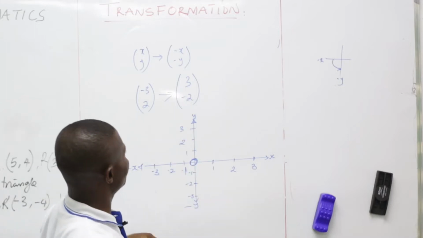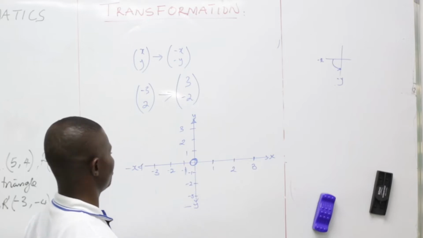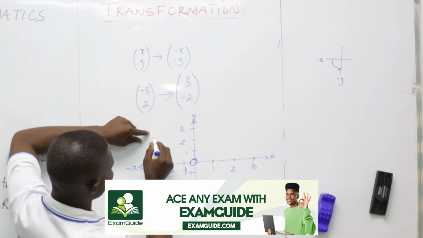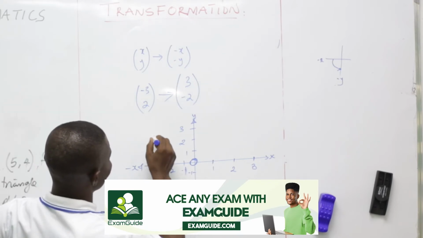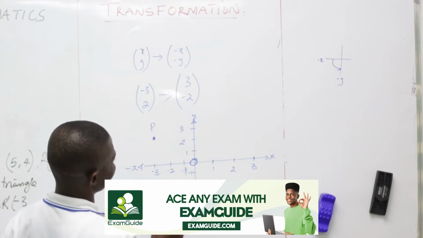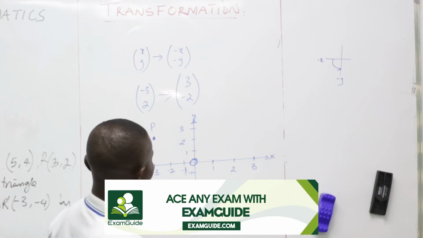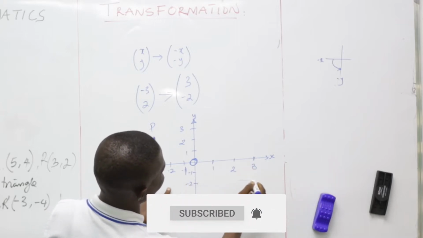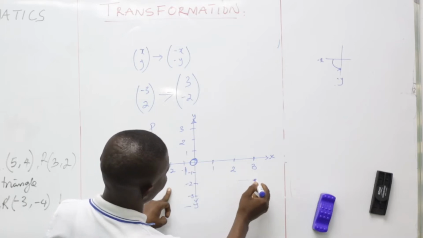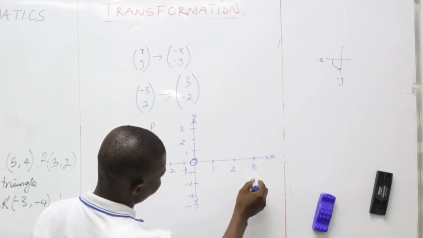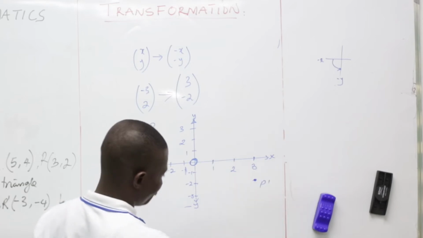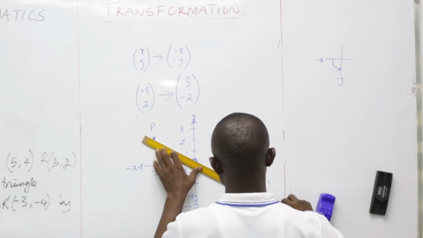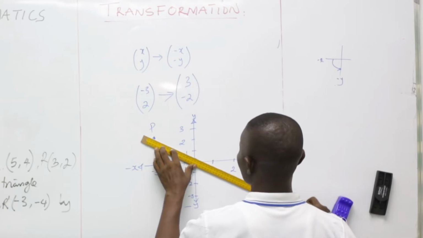Now let us plot the object. The object started with minus 3 against 2. See minus 3, see 2. Let's just plot. Can you see it? Okay. The object has been plotted. You can call it P. Let us take a look at the image. The image is minus 2 against plus 3. See minus 2 against 3. Can you see it? But remember, you must follow the instructions strictly. They say about the origin. So it must pass through the origin.